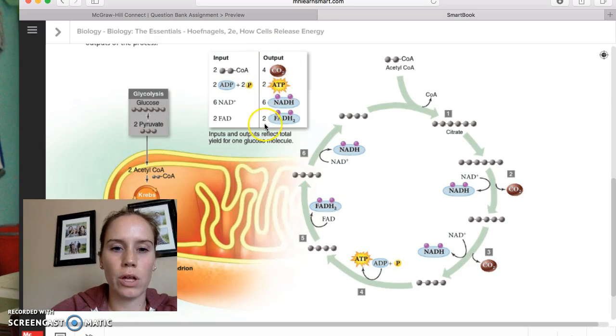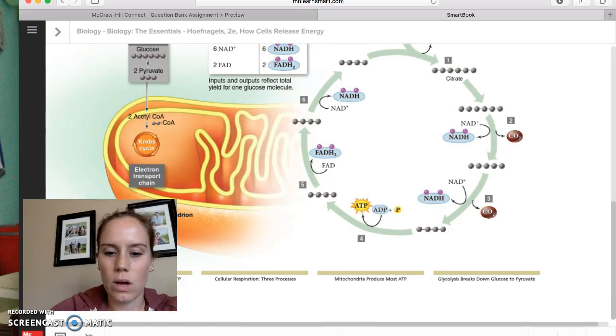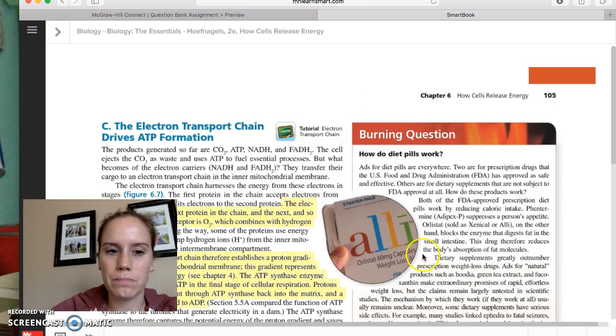And here's your output, okay? You need to know these outputs of each of the steps. These are going to be extremely important, so make sure you know these, okay? And this is all based on 1 glucose molecule, okay? So let's go on to the electron transport chain.